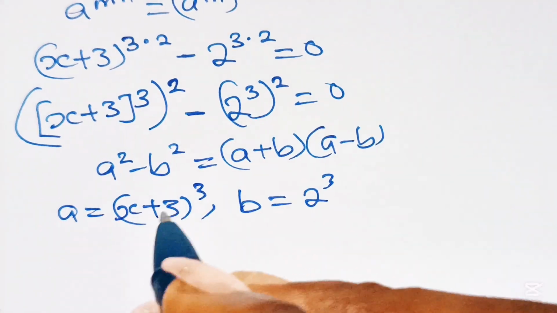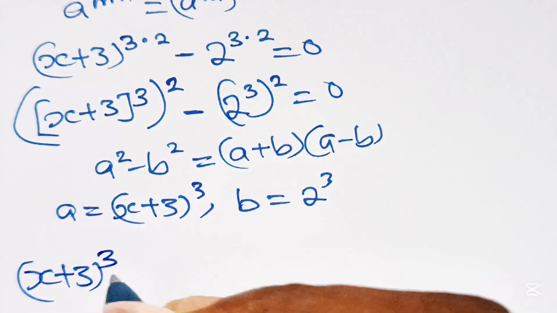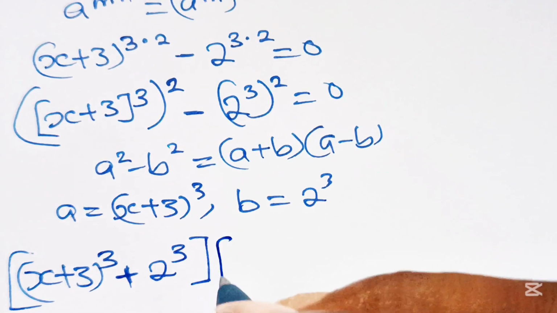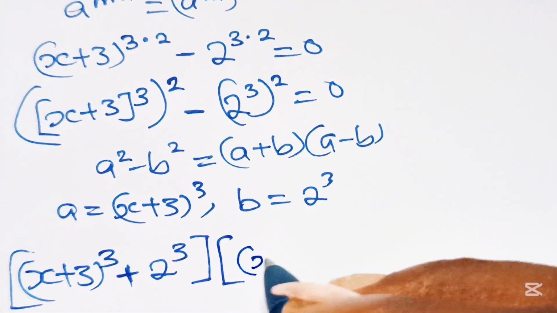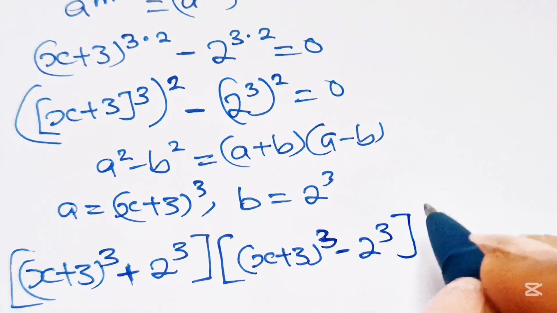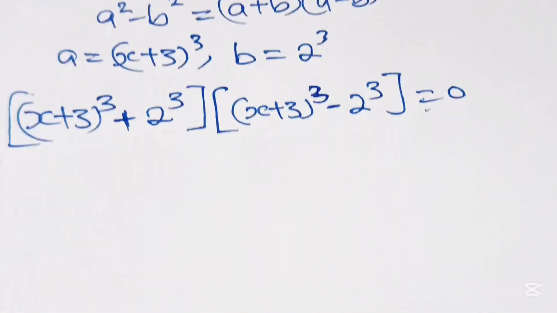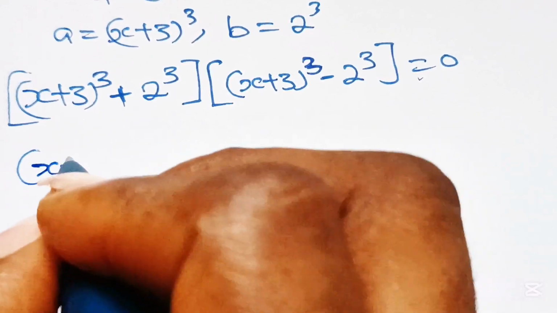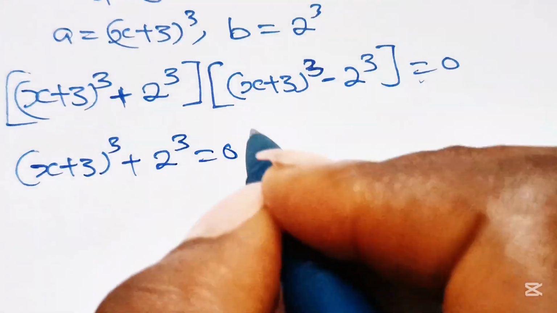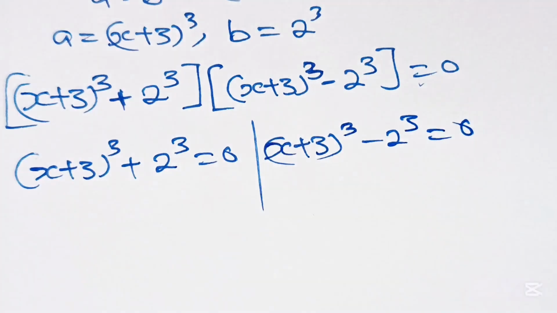Okay, so if we do that, we are going to have a + b, that is (x + 3)^3 + 2^3, right? This multiplied by a - b, that is (x + 3)^3 - 2^3, is equal to 0. Now from here we can see that (x + 3)^3 + 2^3 is equal to 0, and (x + 3)^3 - 2^3 is also equal to 0.